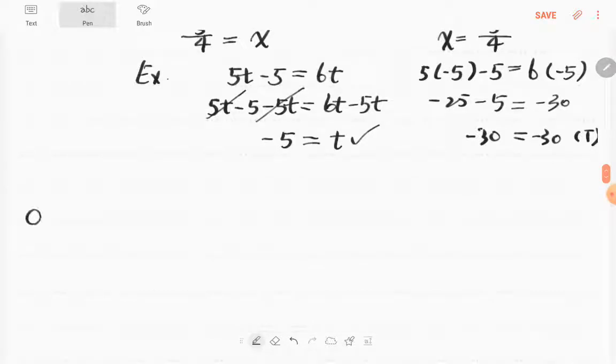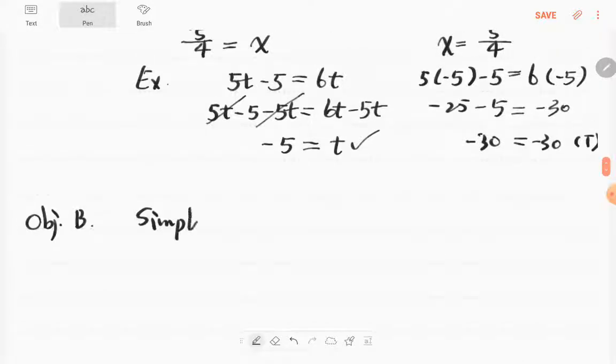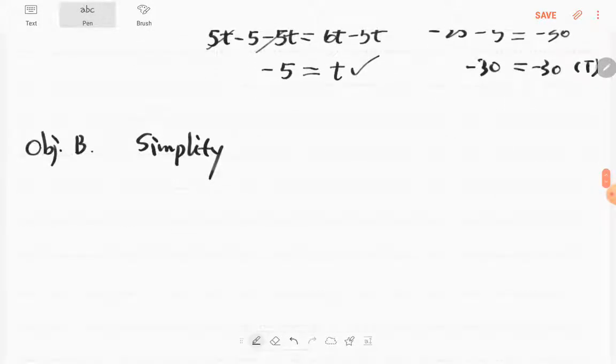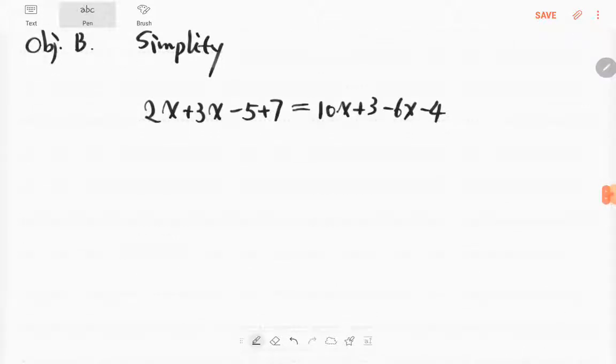Okay, let's move on to objective B. We want to simplify. So let's check the example. If we have this one, 2x plus 3x minus 5 plus 7, then we have another side. So we can combine the like terms on each side.